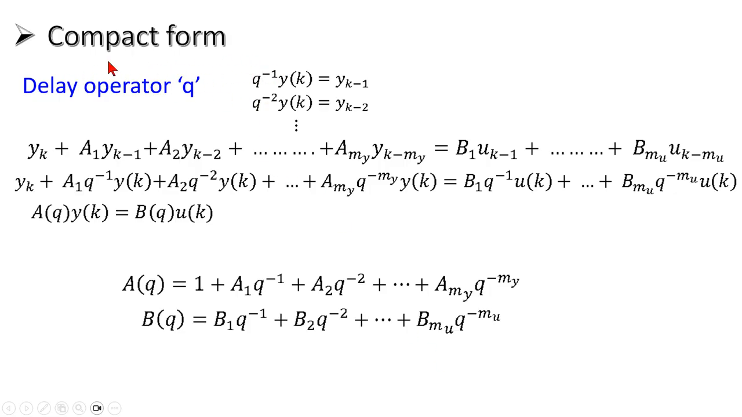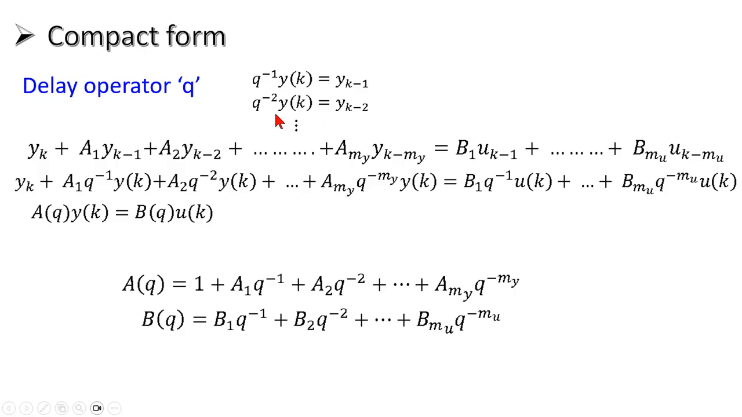We define a delay operator q, and this q is used in such a way that to represent y(k-1), we will use the delay operator q to the power -1 on y(k), because it is the past output, one time step before. Similarly for the past output which was 2 samples before, with 2 samples delay, we will write q to the power -2 on y(k). So this q is a delay operator because y(k-2) was 2 samples before y(k). So y(k) has been delayed by 2 samples.